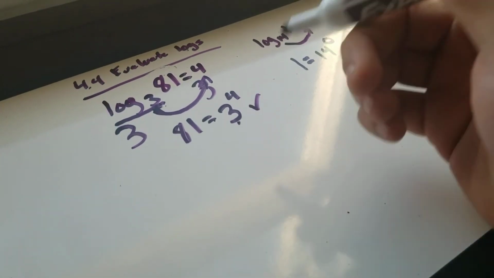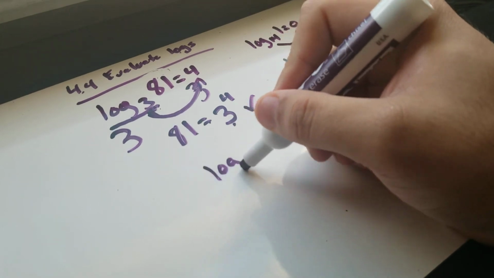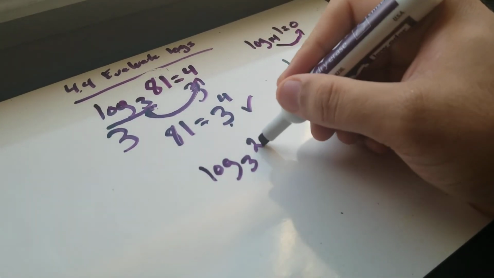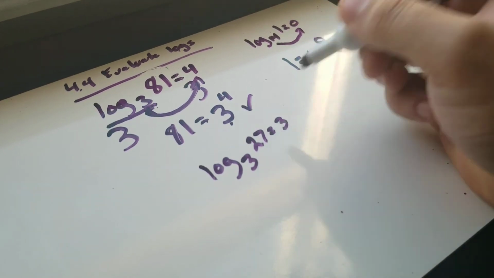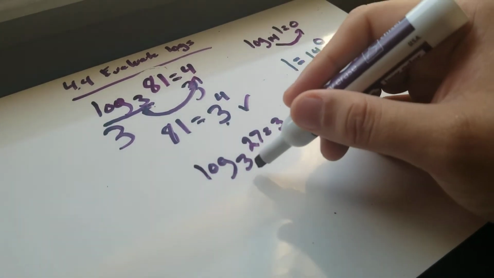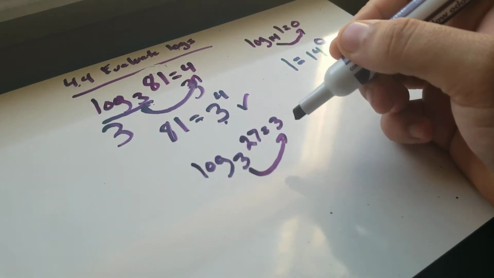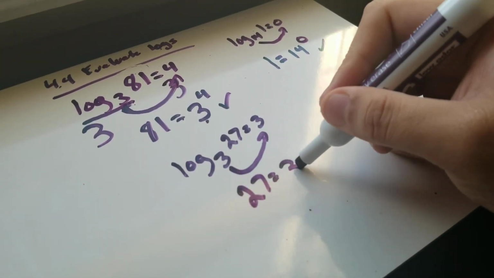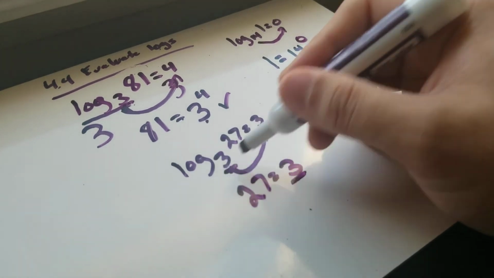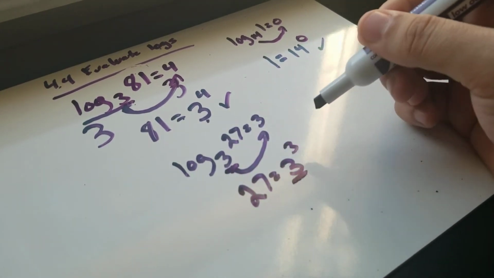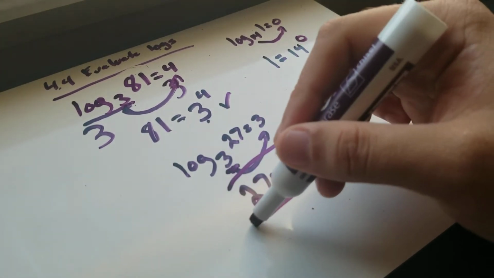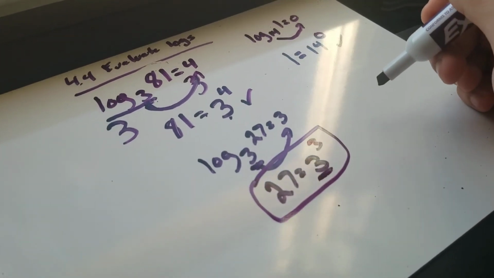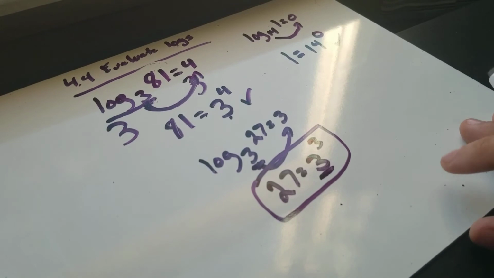Let's do one more. I'm going to make this up, so hopefully I don't mess up. Log base 3 of 27 equals 3. So I take the base of the log, and it becomes the base of the exponent. So this 3 here is this 3 here to the 3rd power. So that's how the base of logs works. They're just simply the reverse of the base of the exponent.